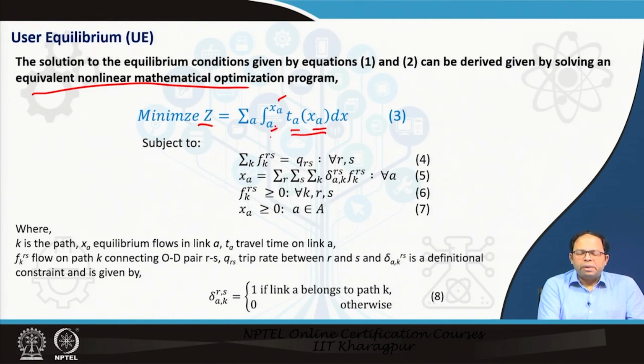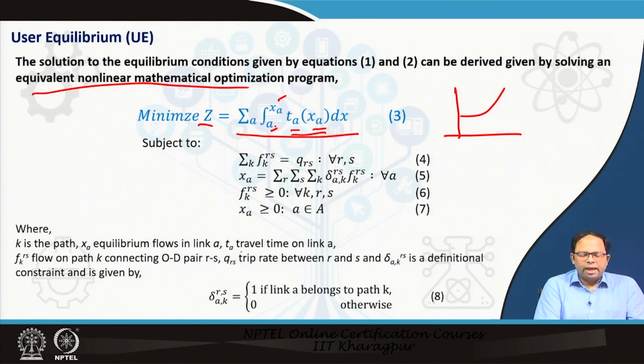Because all of them are the same, if we solve this, we are basically finding the total area when we take the integral under each of those curves we were discussing earlier, where the travel time was increasing. In that way, we can solve it mathematically and get the result. So over here you see, minimize z subject to the summation of f_k^rs, where f_k is the path flow and x is the equilibrium flow in link A, and T_A is the travel time on link A.